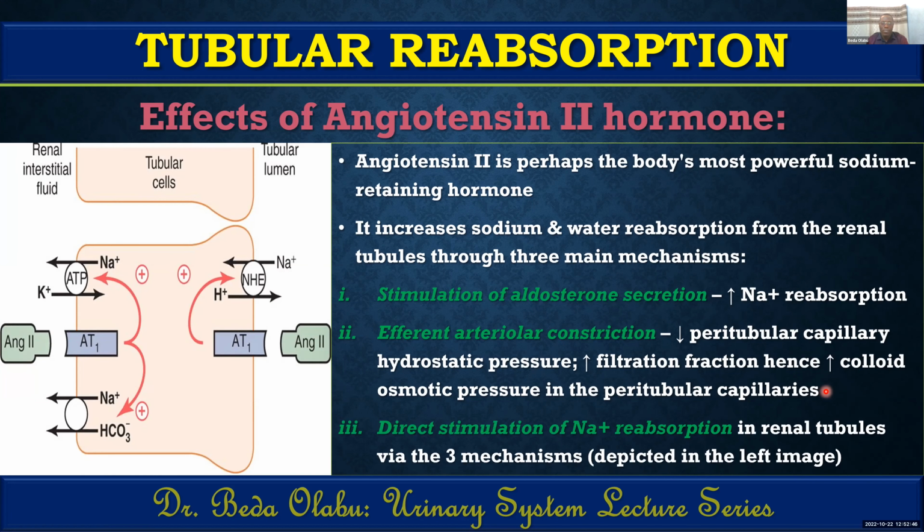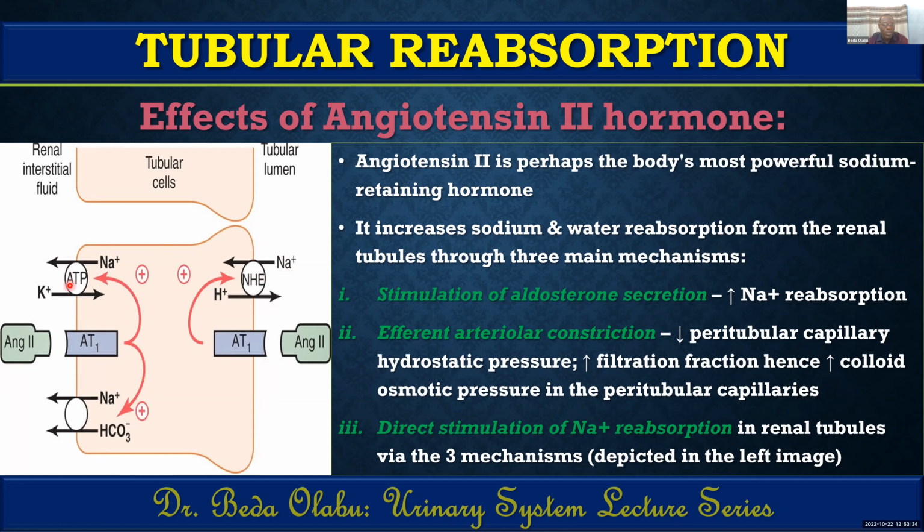The third mechanism is basically direct stimulation of sodium reabsorption within the renal tubules via different mechanisms. For example, on the apical membrane, angiotensin II acts to stimulate the sodium hydrogen exchanger. So it promotes absorption of sodium in exchange with hydrogen. So that is why we said that hydrogen secretion is also an effect of angiotensin II. So this is on the apical cell membrane.